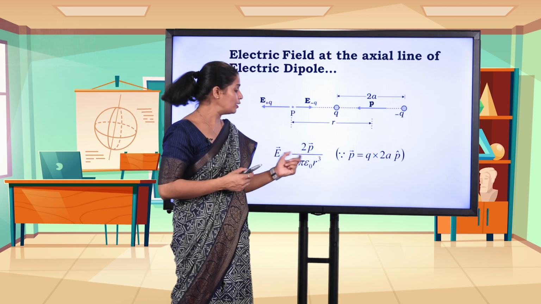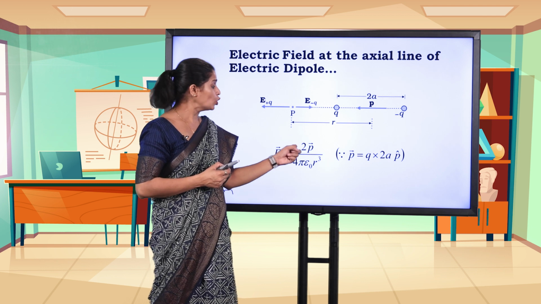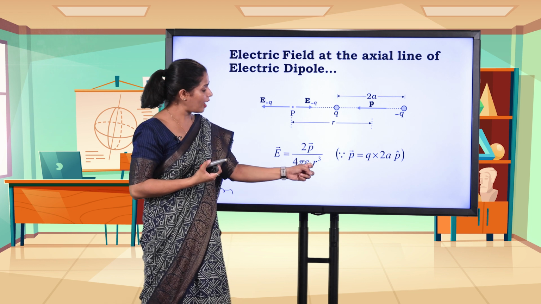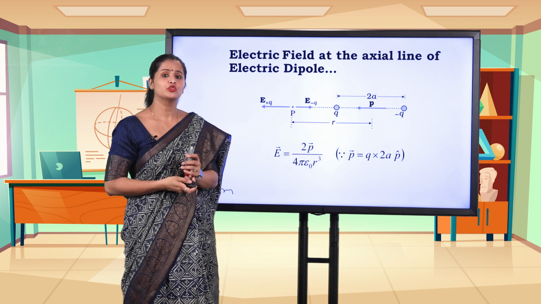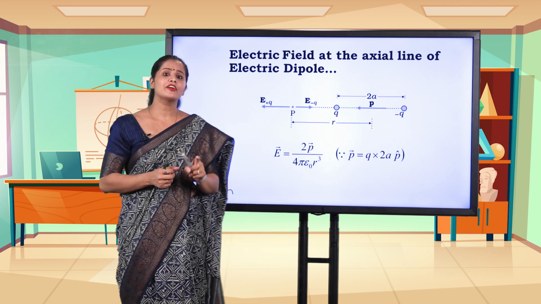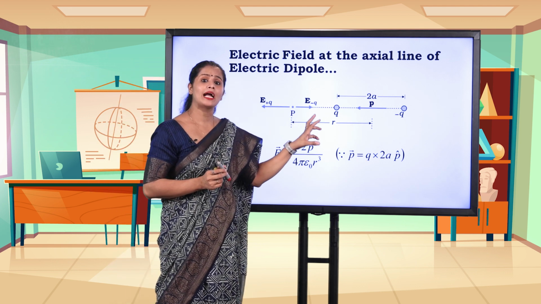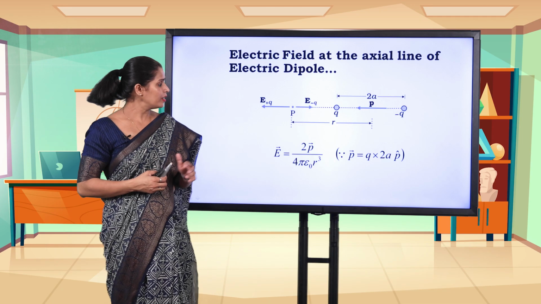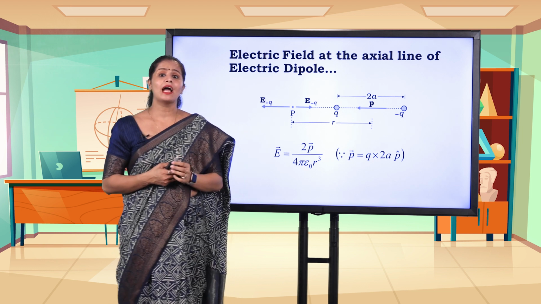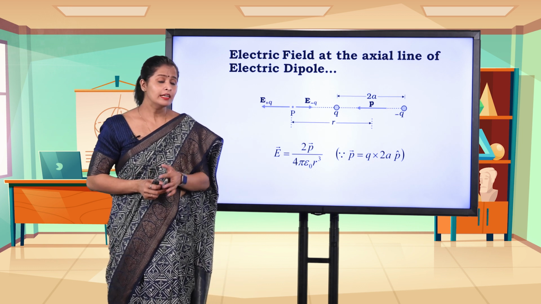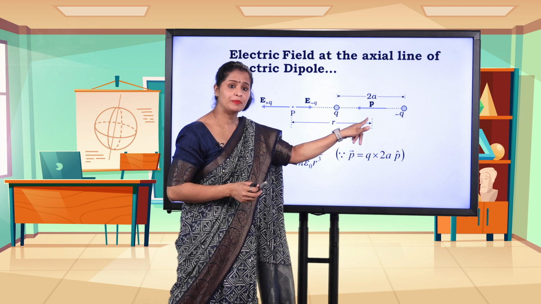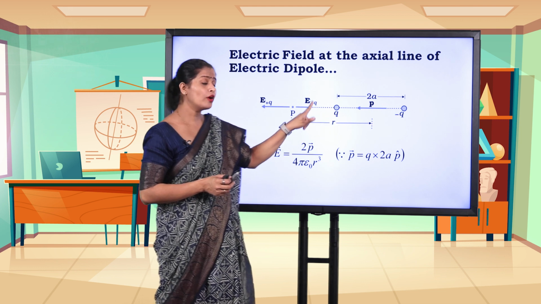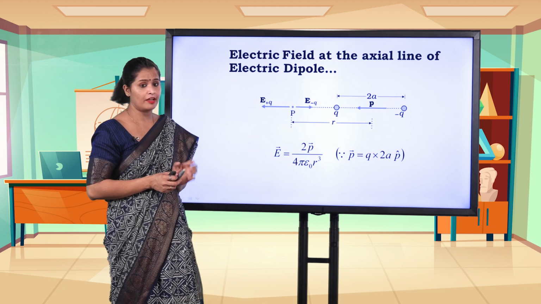So, net electric field will be 1 by 4 pi epsilon naught 2p by r cube, because p is q into 2a, p cap. So, we finally get the electric field due to this electric dipole in terms of the dipole moment P. Can you tell what will be the direction of net electric field at this point P? Yes, it will be in the same direction as P, where P is the dipole moment and it is from minus q to plus q. So, electric field will also be towards left.